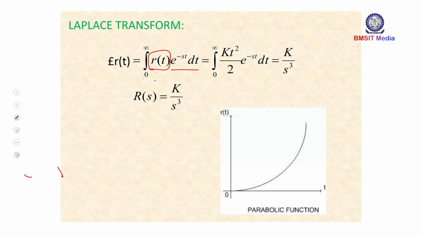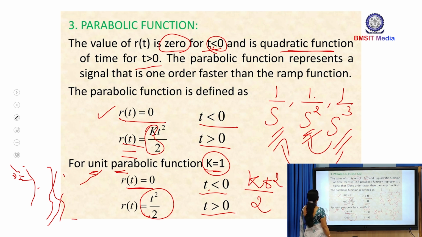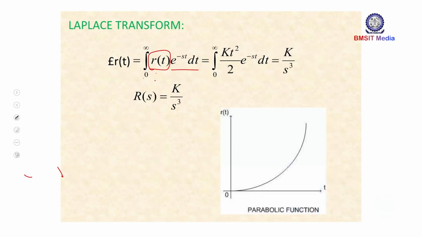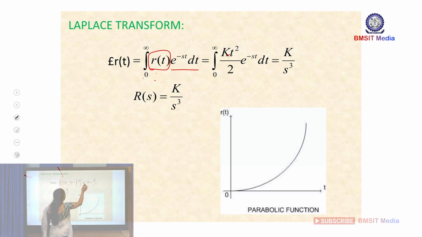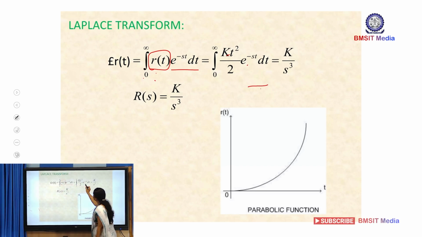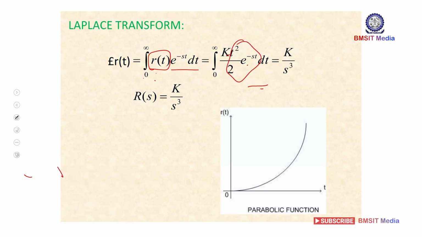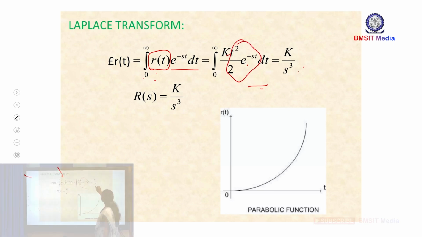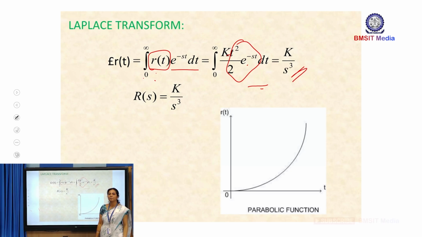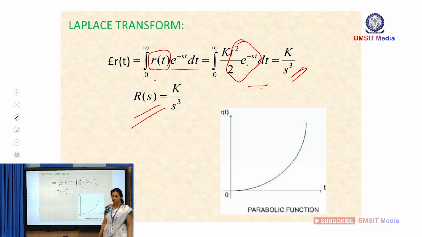But what is r of t? From the previous slide, our r of t is K into t square divided by 2. So K into t square divided by 2 into e to the power of minus st into dt. Now if I substitute this and consider integration by parts, I will get the value as K divided by s cube. Therefore, the final function with respect to the parabolic function is K divided by s cube.